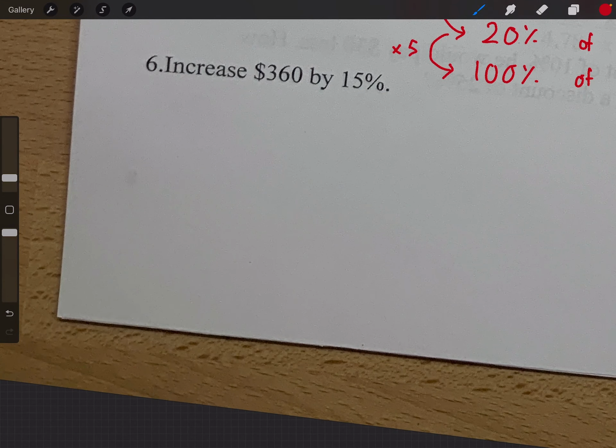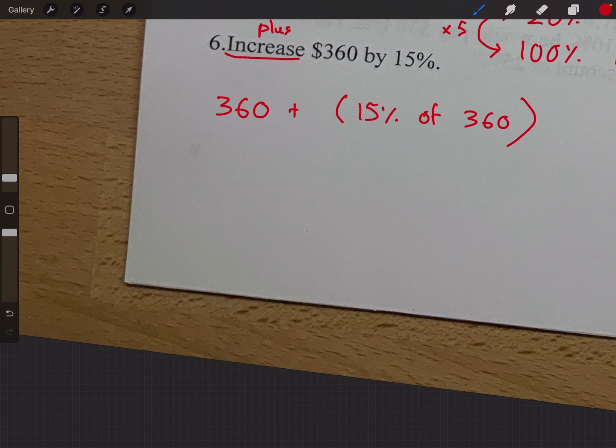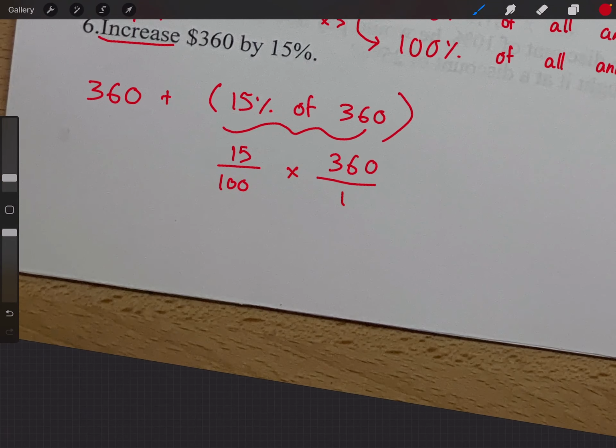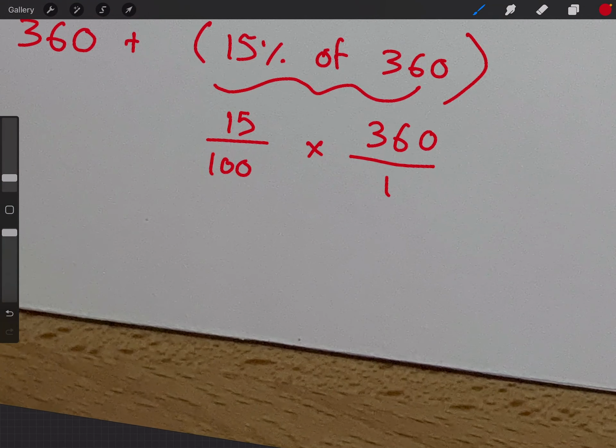Now the next one says increase 360 by 15%. So we're going to do 360. Increase means plus. So we're going to plus the 15%. So 15% of your 360. Okay, so let's work it out. This part here. So 15% we can do as 15 over 100. Of means times, and 360 is 360 over 1. Now we can cross out the zeros. 1 top, 1 at the bottom.